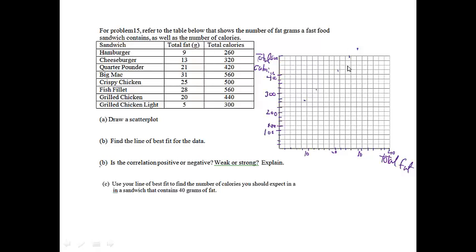There. It's really making a very nice line. And then we've got 28, 560. Right up there with that one. And we've got 24, 400. Probably about right there. And then we've got 5, 300.